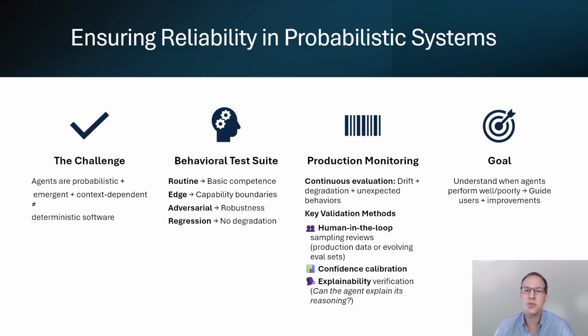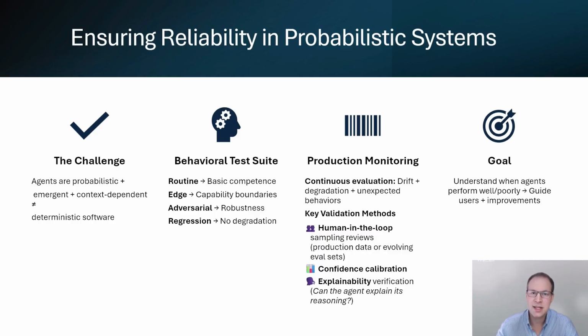Design a human-in-the-loop validation process where domain experts will review agent decisions on a sampling basis, providing both quality assurance and training data. Develop confidence calibration metrics that ensure agents accurately assess their own uncertainty. We already talked about that when we were talking about escalation pathways and how agents have to be self-aware. Create explainability testing that verifies that agents can articulate their reasoning in ways that users can understand.